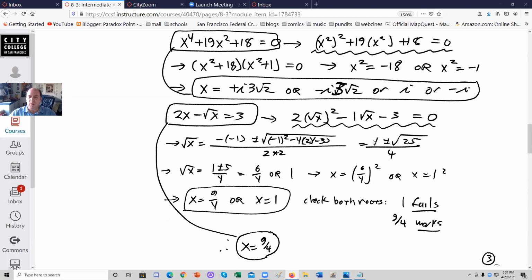Minus negative 1 is 1, over 2 times 2, which is 4. This comes out to be 25. So 1 plus or minus root 25 over 4. So root x, mind you, is 1 plus or minus 5 over 4.